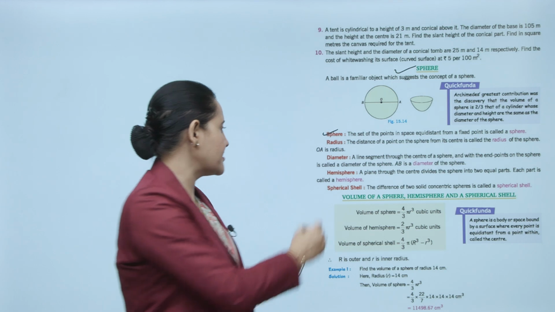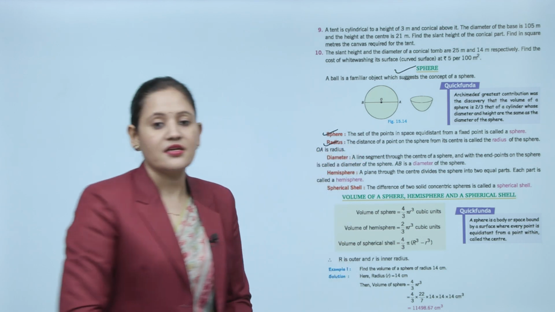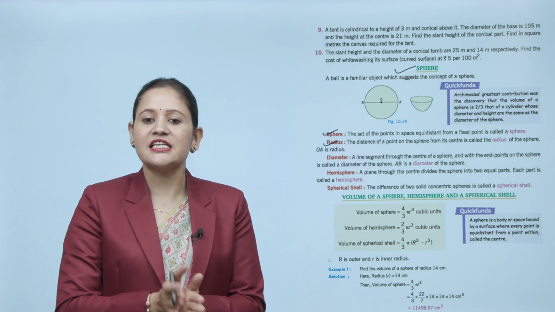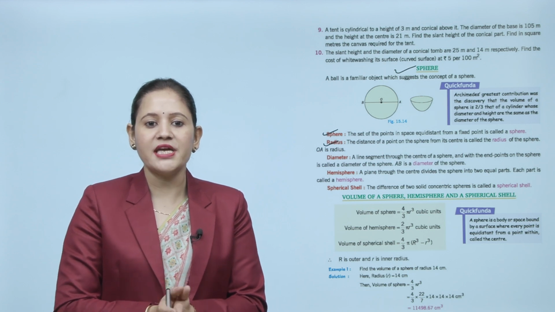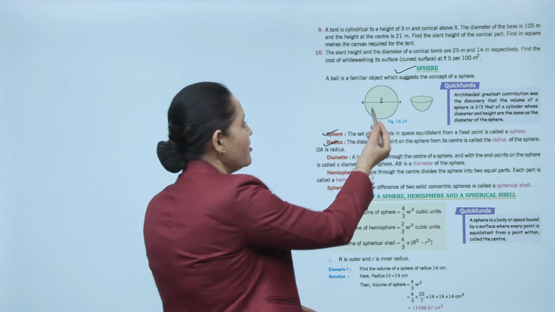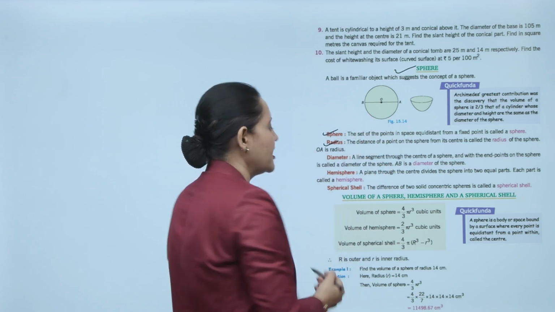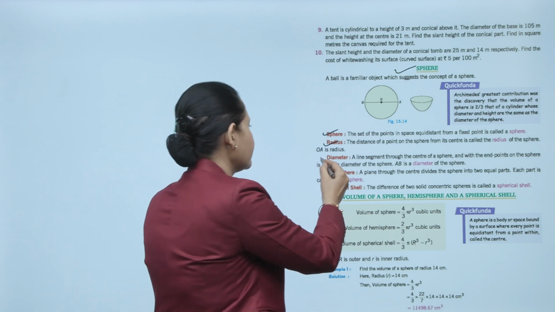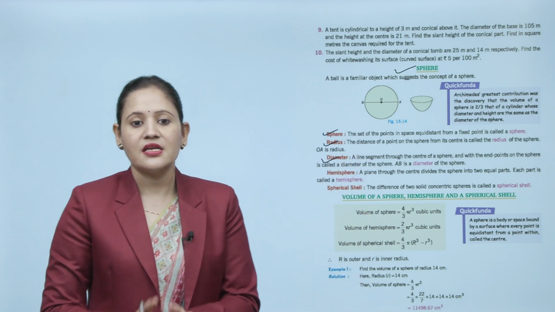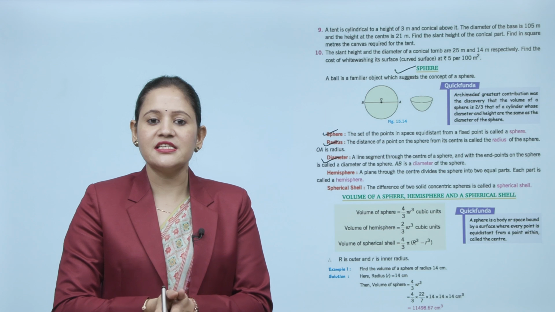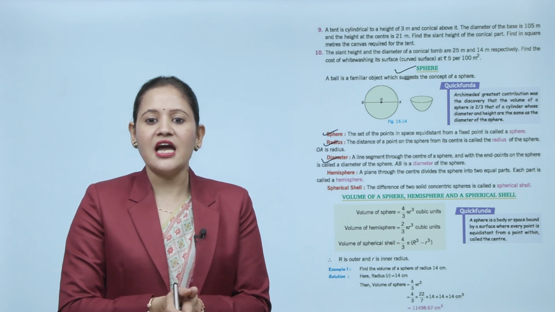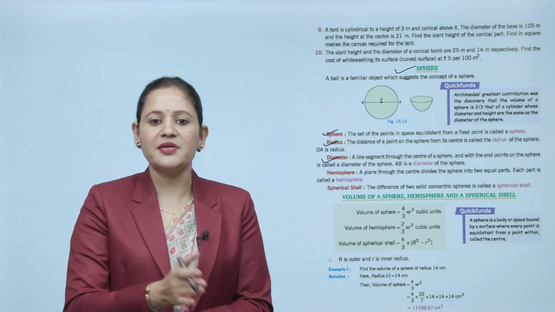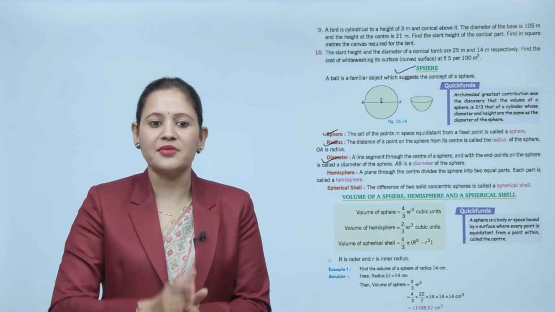Next is radius. The distance of a point on the sphere from its center is called the radius of the sphere. OA is radius. So here OA and OB, ये क्या हो जाएंगी? Radius. Next is diameter. The line segment through the center of a sphere with its endpoints on the sphere is called the diameter of the sphere. AB is the diameter of sphere. AB क्या हो जाएगा? Diameter.